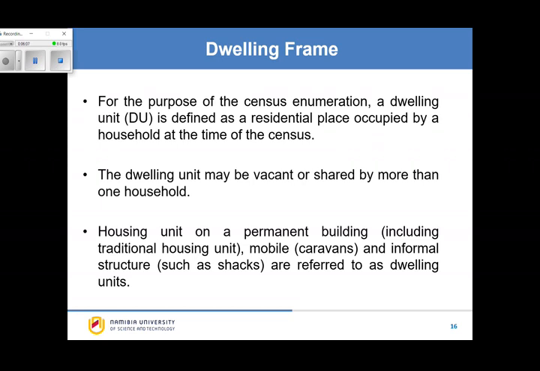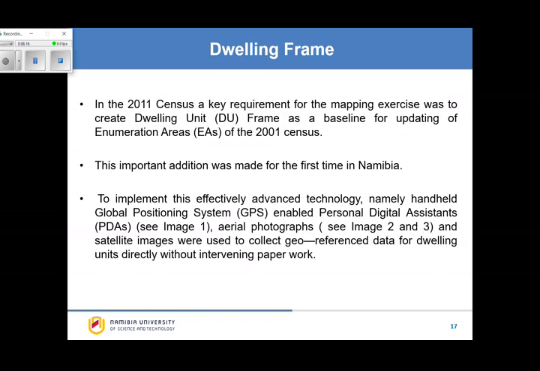So all these things should be included as part of the dwelling frame. In the 2011 census, there was a requirement to map these dwelling units. So there was a dwelling unit frame as a baseline for updating enumeration areas of the 2001 census. It was a very, very important addition in the 2011 census, first time made in Namibia.